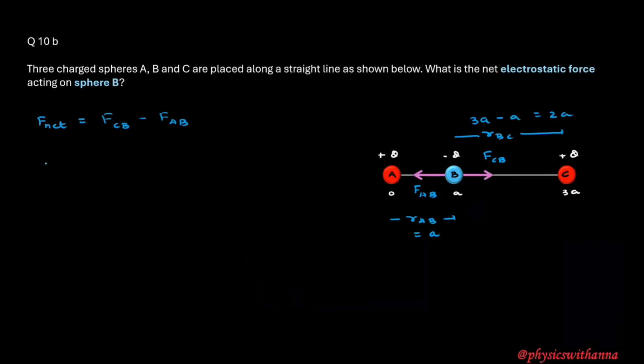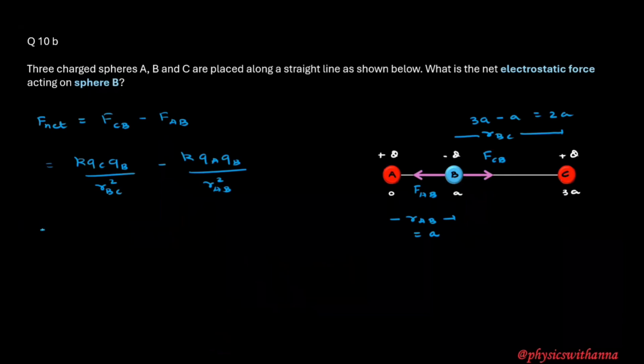Now substitute the rule: kQCQB over RBC squared minus kQA over RAB squared. When we are substituting the magnitude of the charge, we do not take the negative sign. We only substitute the value. The direction is already taken care of by the vector sum, so I will not put the negative sign on sphere B. We will just take the magnitude, which is Q.